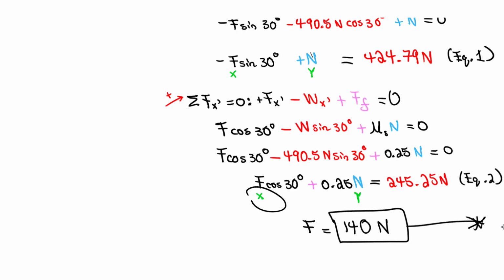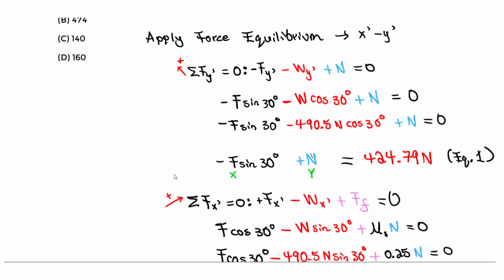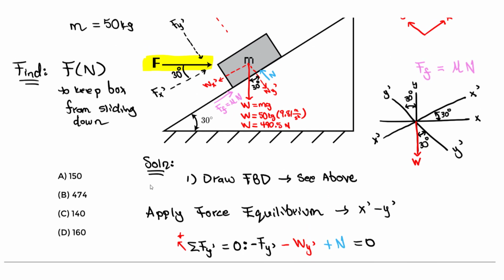And again, this was the x value on the calculator when you use the system solve function. So that's going to be 140. And again, this is the force to keep the box from sliding down. That's the force we need.